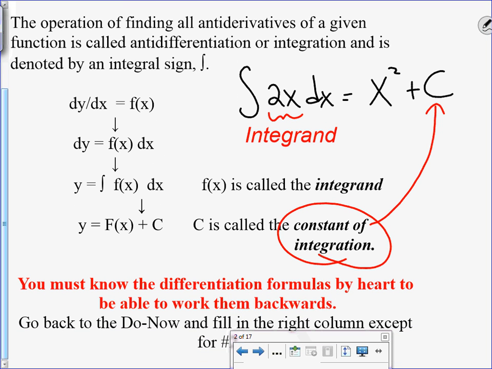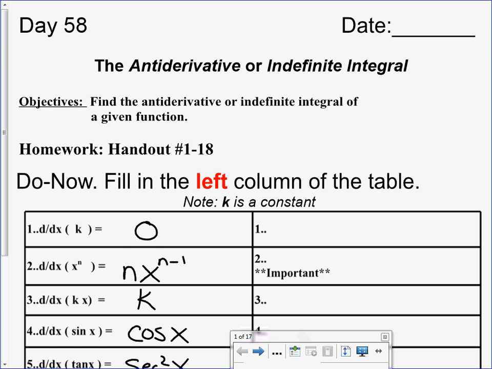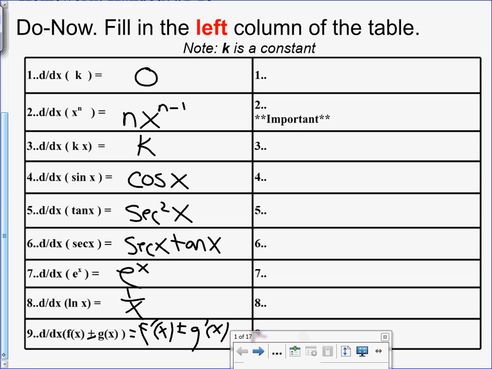And so if you know your differentiation formulas, going backwards is not going to be too much of a problem. What we're going to do is go back to all those differentiation formulas, and we're going to work them backwards, except for 1 and 2 for a minute. I'll show you what I'm talking about here. Remember we said that the derivative of k times x is equal to k? So if that's true, what would the antiderivative of k be?